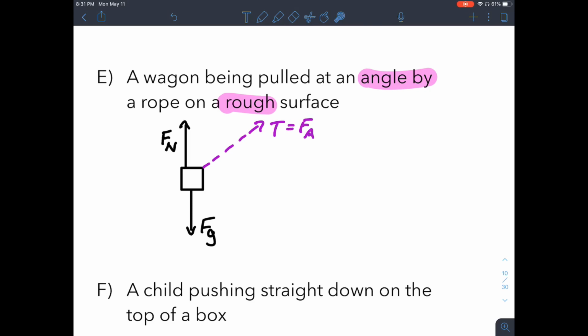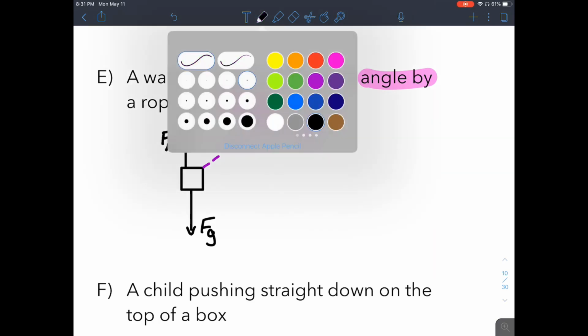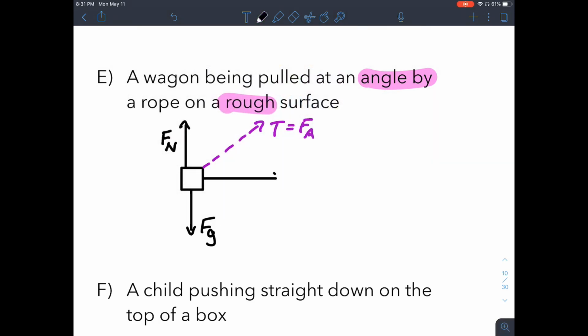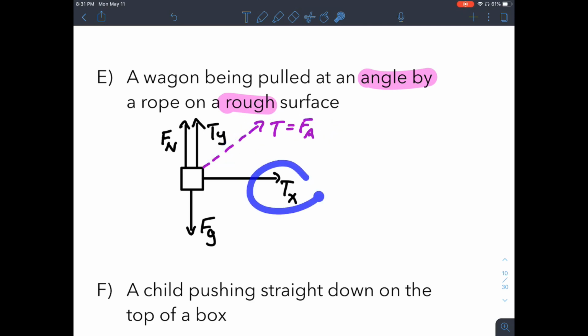But we need to split that tension up into a Tx component, the x component of that tension, and into the y component of that tension. Okay? Because we don't know how to deal with this purple angled vector. We need the components Tx and Ty.